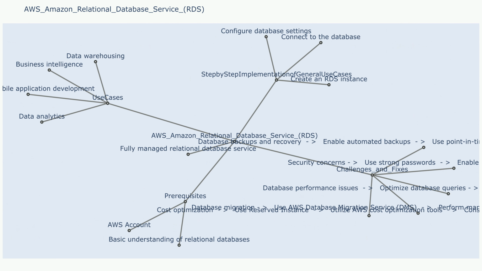Database migration. Use AWS Database Migration Service (DMS). Migrate databases between different platforms and engines using AWS DMS, simplifying the migration process. Perform manual migration. Manually migrate data using database tools and scripts suitable for smaller datasets or specific migration requirements.